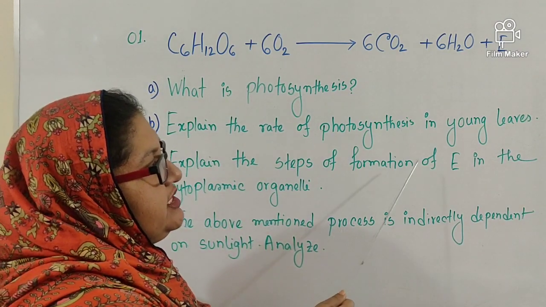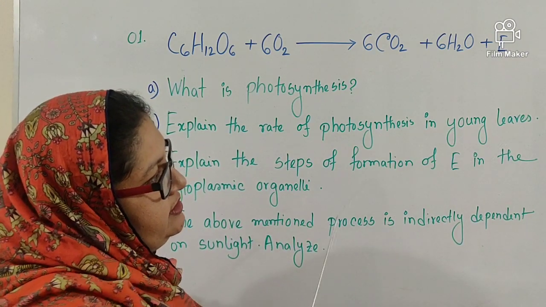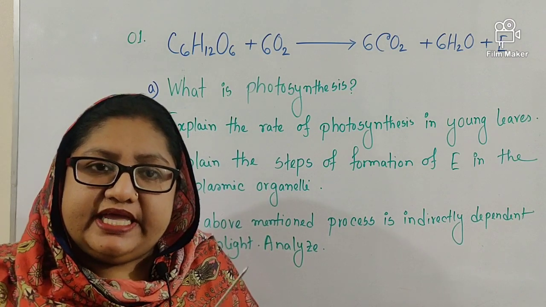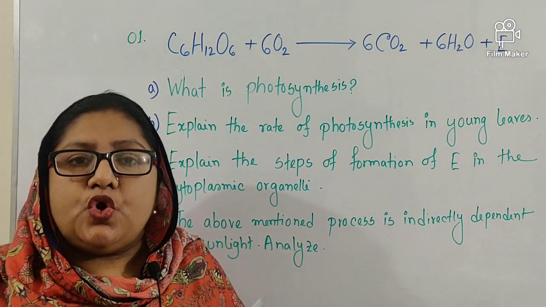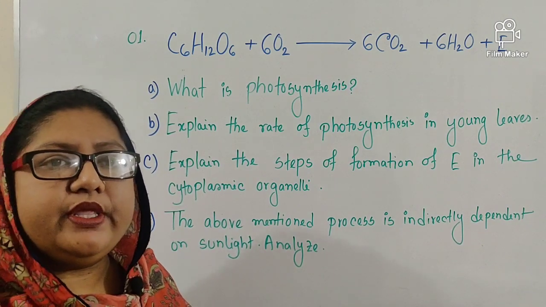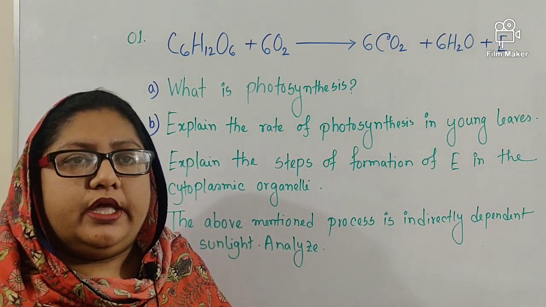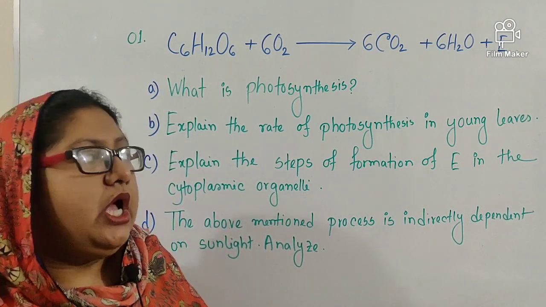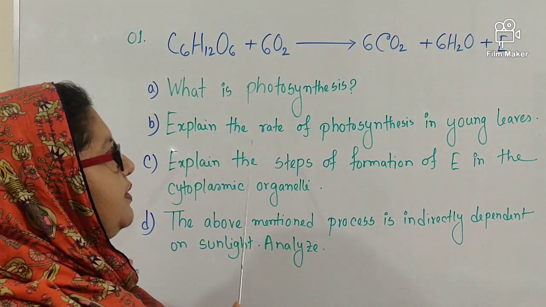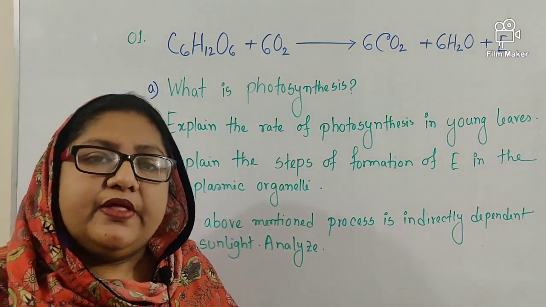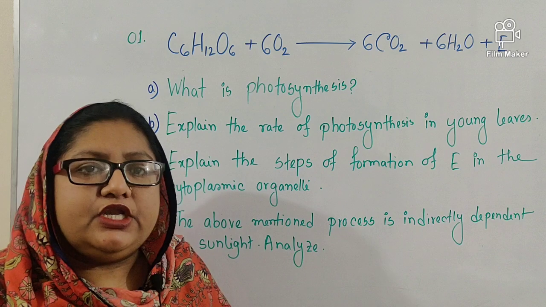Now, question number B. Explain the rate of photosynthesis in young leaves. You know, the age of the leaf also influences the rate of photosynthesis. In too young or too old leaves, the rate of photosynthesis is low. Now, you are asked to write the rate of photosynthesis in young leaves. In case of young leaves, the rate of photosynthesis is definitely low.